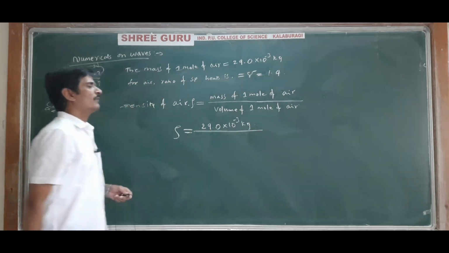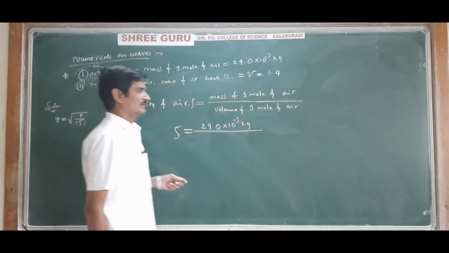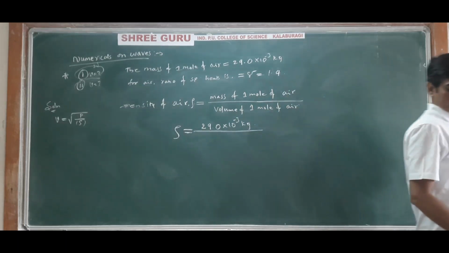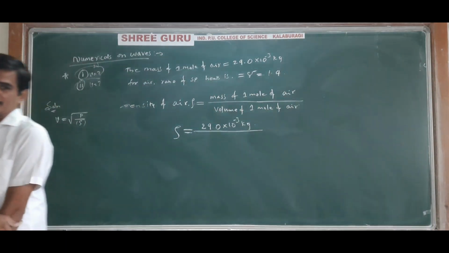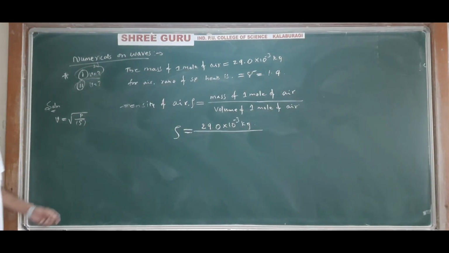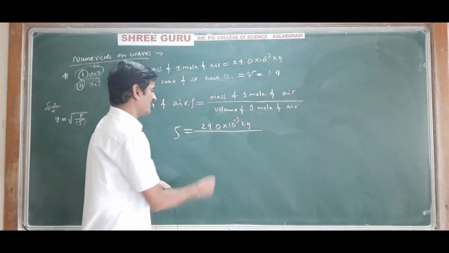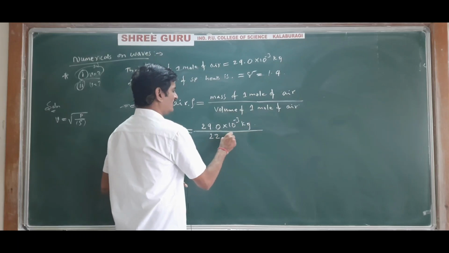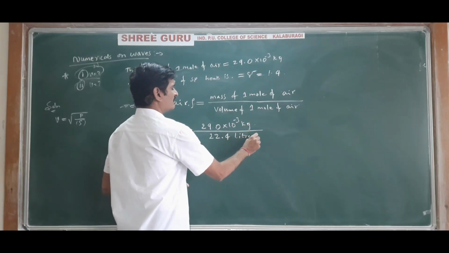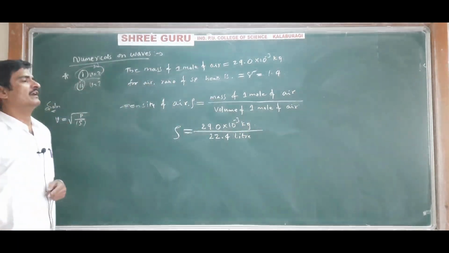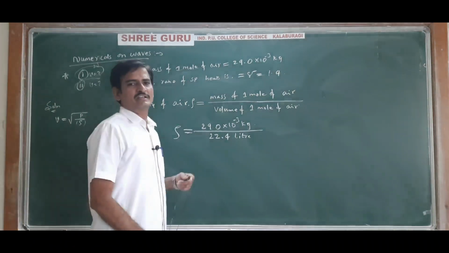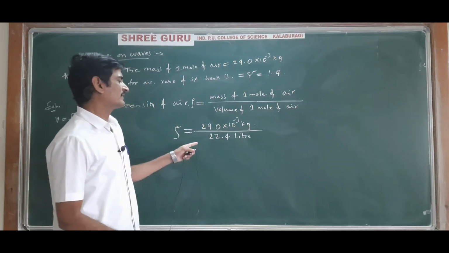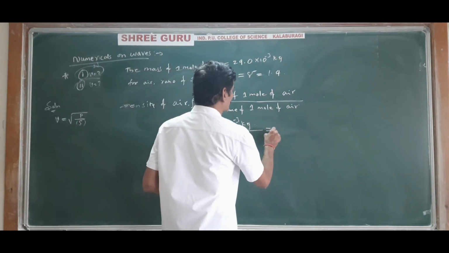The volume of 1 mole of air is not given. Then how will we do it? The volume of 1 mole of air is a standard value we have to remember. At STP, the volume of 1 mole of any gas is 22.4 liter. That we have studied in the theory classes only. This is in liter, so convert it into meter cube.